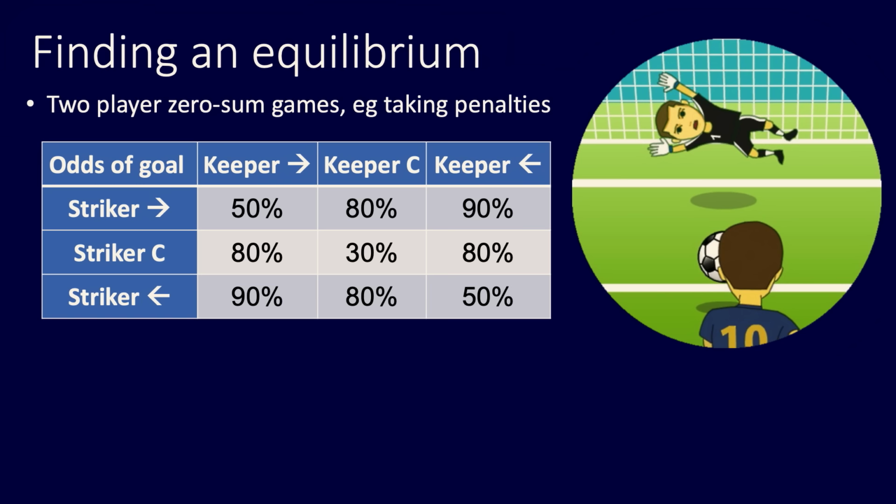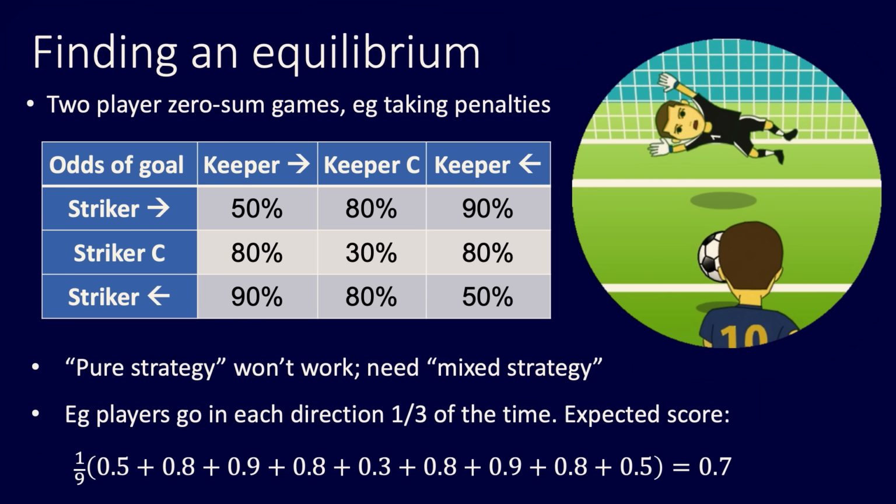But if you always do that, then people will get wise to the strategy. So a pure strategy like that is not going to work. You're going to need a mixed strategy where you mix it up a bit, enough to create uncertainty so that they are not going to always go to the right or left.